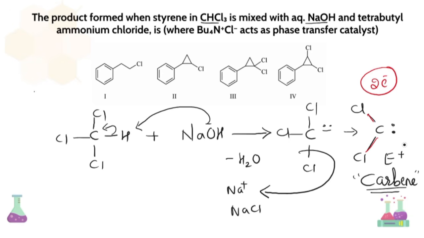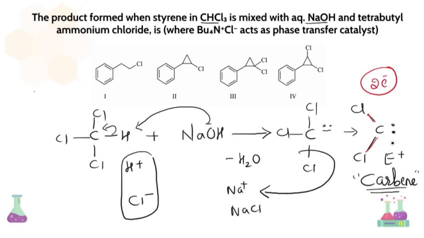Although it is neutral. Why is it neutral? From the same carbon, you remove first H plus and then you remove Cl minus. So that means a cation and an anion are removed from the same carbon. That means it's going to be neutral. So carbene is a divalent, neutral and electrophilic reaction intermediate.